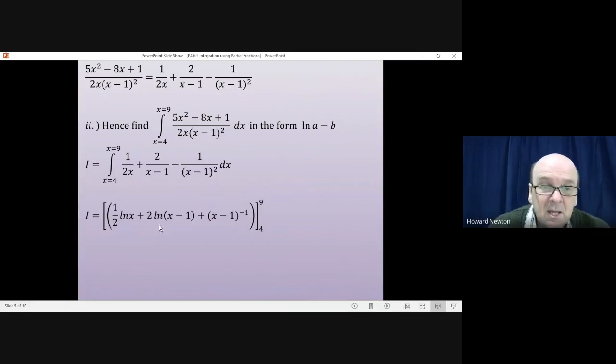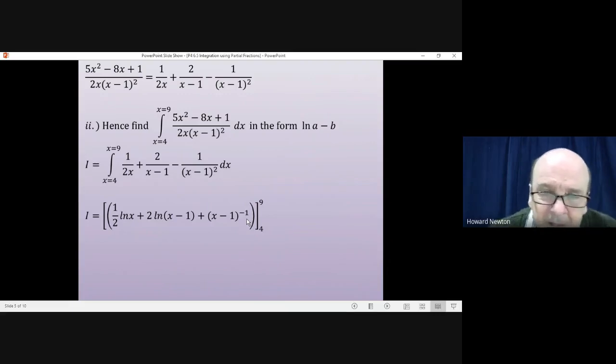Integrating this, again, as long as it's only x on the bottom and nothing more than that, we can normally use log. So the log of x minus 1 times 2. And if we differentiated that, we get 2 times 1 over x minus 1. So that is fine. And this one here, we've got x minus 1 to the power of minus 2. The power goes up to minus 1.